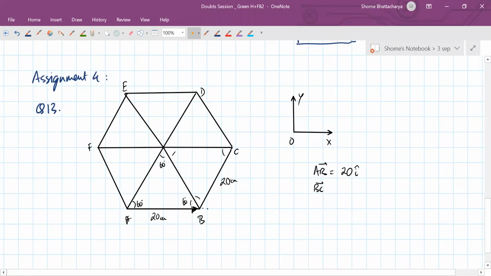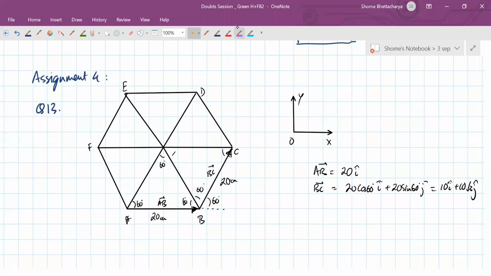I can see that the vector BC is such that this angle is 60 degrees because this is 60 here. So it is 20 centimeters at 60 degrees with respect to the x-axis. So the vector BC, which is this one, and this was the vector AB. So how will this vector become? It will become 20 cos 60 I cap plus 20 sin 60 j cap. So that is 10 I cap plus 10 root 3 j cap. Okay. You understanding this, Diti?